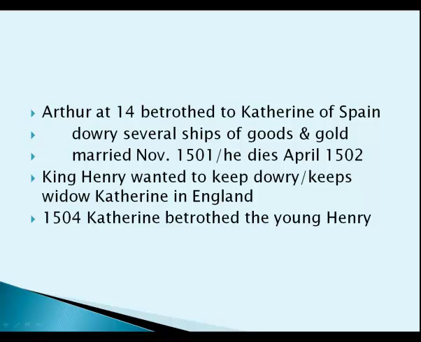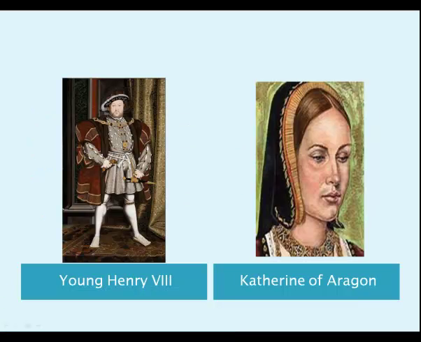And if the marriage was not consummated, then it was okay for Henry to marry the widow. So they explain to the Pope and get all the necessary paperwork, and the Pope gives them a special dispensation to get married. So in 1504, just 2 years after Arthur had died, young Henry, the future King of England, is now going to marry his brother's widow.